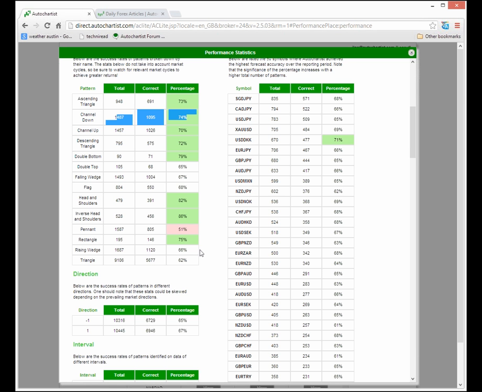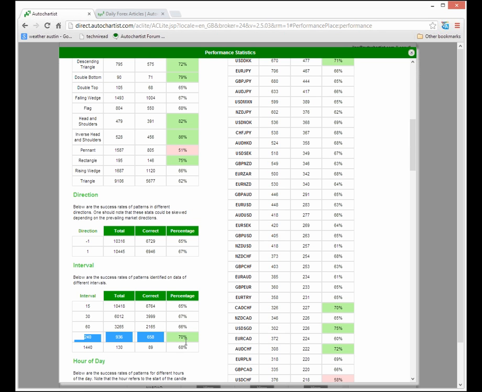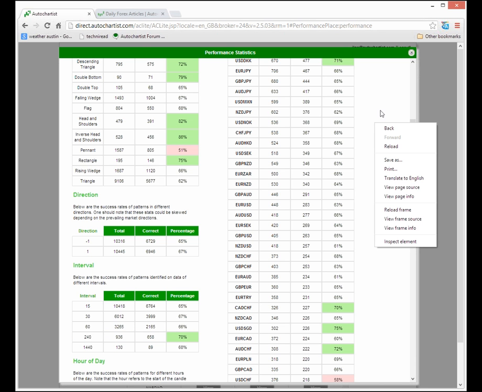You can see that ascending triangles have been working really well. Double bottoms have been working really well. Head and shoulders and inverse head and shoulders always seem to work well. Rectangles seem to be working well. Pennants have been absolutely appalling, right? There have been other non-performers, like symmetrical triangles. So it's important to see what has and hasn't been working.